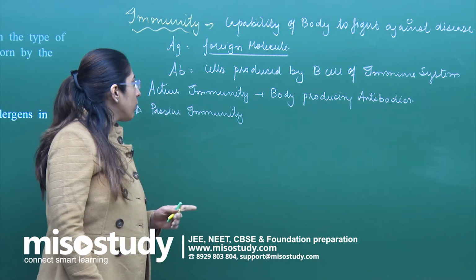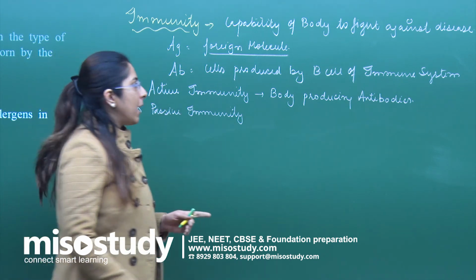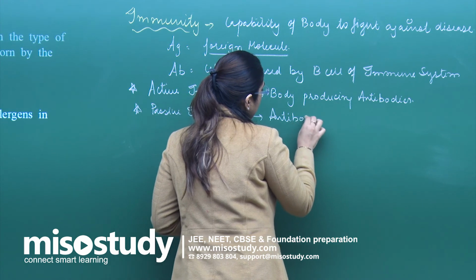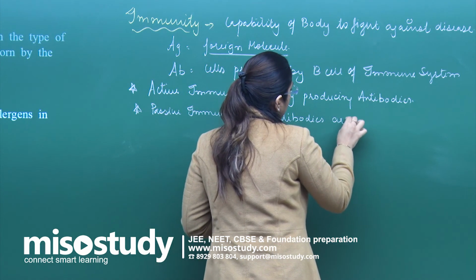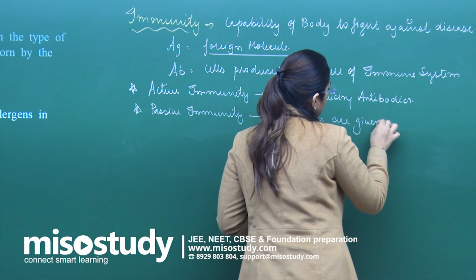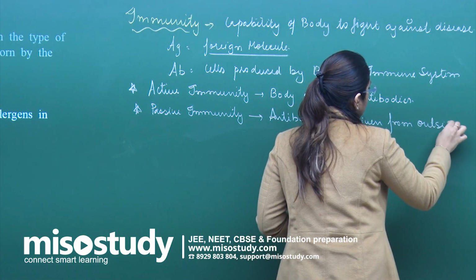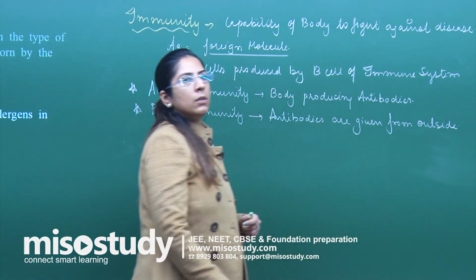Now, on the contrary, what do you mean by passive immunity? Passive immunity, that means antibodies are given from outside, right?